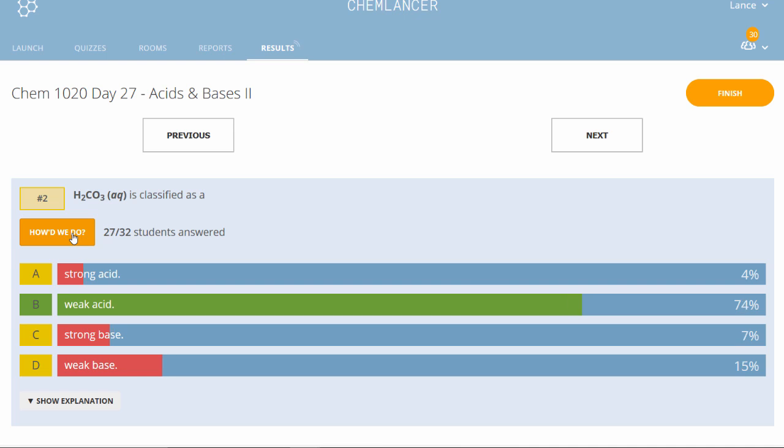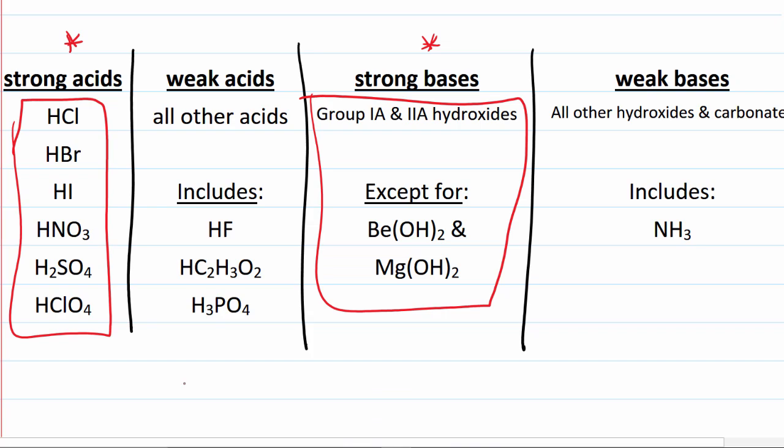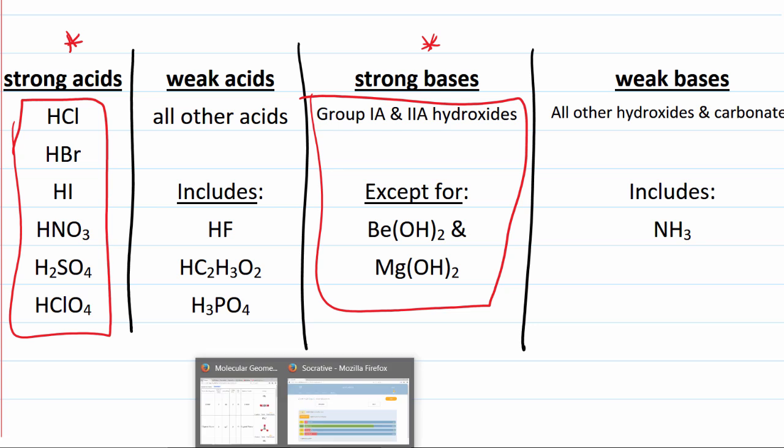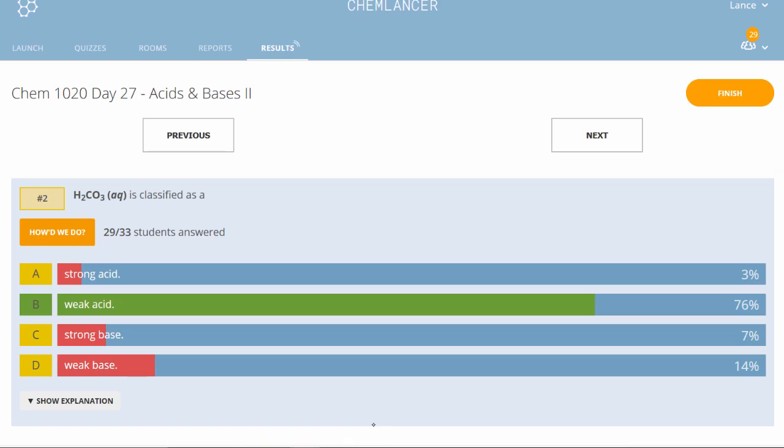First of all, what's our clue that this is an acid? H2. All right, we have the hydrogen written where? In front of the formula. And so then this is going to be a weak acid because it is not in our list of strong acids. Remember that this is a complete list of strong acids. Any other acid that isn't on this list would be classified as a weak acid. So any questions on this one here?